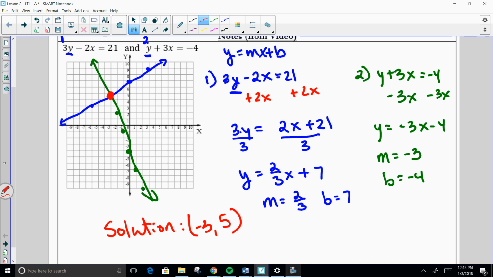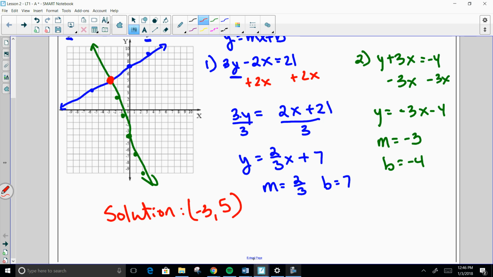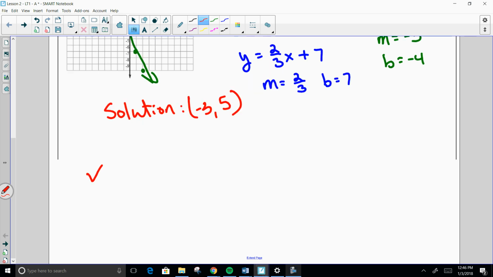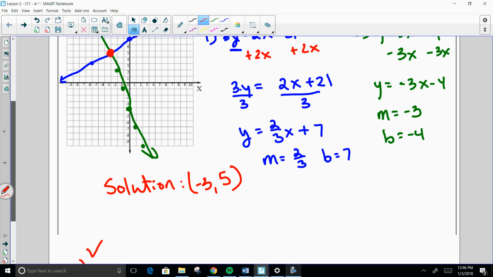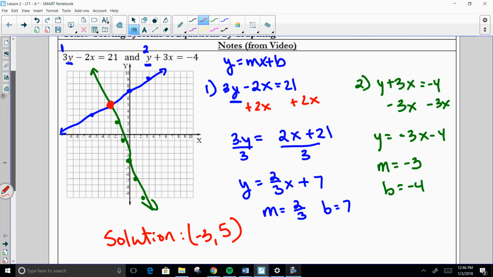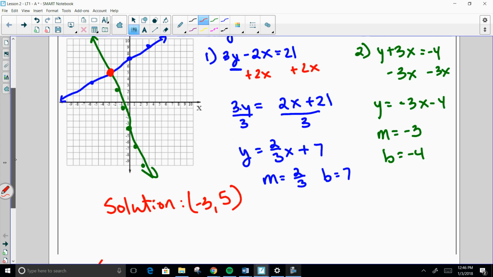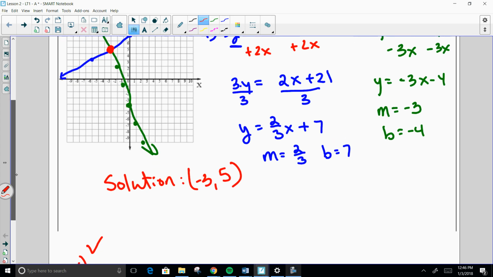That's why we always check to see if they actually work. So that's what I'm going to do down here at the bottom, is I'm going to actually check to see if they work. Okay, so I'm going to check equation number 1. I can check it in any of the equations. I can check it in the original, or I can check it in the new one. Most of you would probably prefer the original equation because there's no fractions. So that's what I'm going to do.